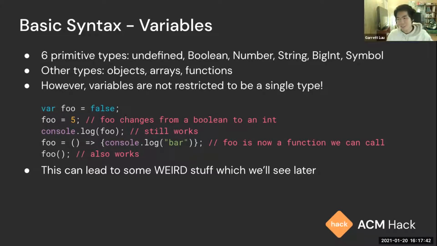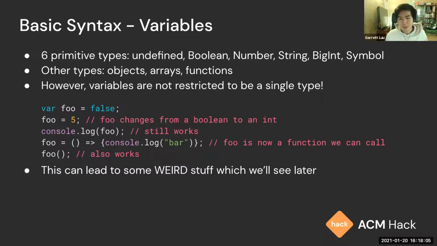This is perfectly fine because foo doesn't have a type. So you can define it to be whatever you want. And here we define it to be a function. So this is the arrow notation. And this is now a function we can call and it still works. And this leads to some really, really weird stuff, which we'll talk about later. But yeah, these are the basic types.